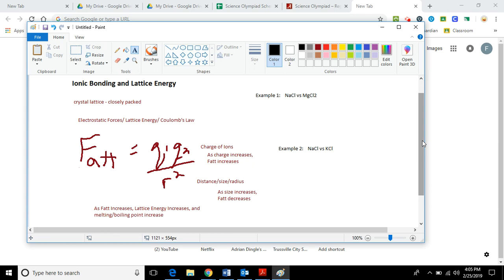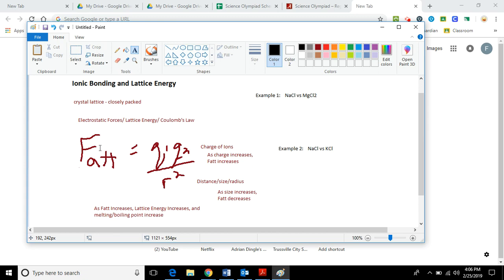All you really need to know about that is that it's Coulomb's law. So Coulomb's law is force of attraction, and that's equal to Q1 times Q2 over R squared. Now, Q1 and Q2 in this case represent the charge of the ions. So for instance, if I have Na and Cl coming together, Na's charge is +1, Cl's charge is -1. So those are the charges of your ions. Now, the relationship between that and force of attraction is that as the charge increases, my force of attraction increases as well.